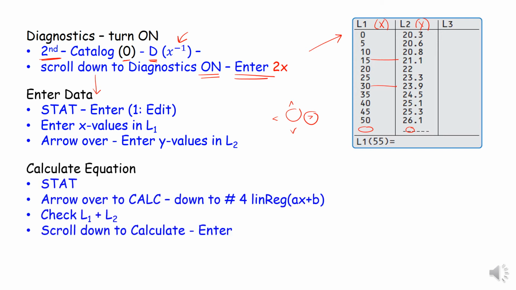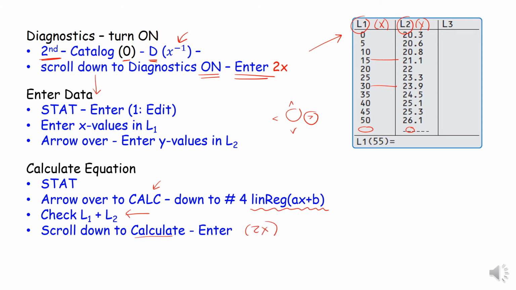That's calculating the equation. So you're going to go back and hit stat again. You're going to arrow over to calculate. Then once you click on calculate, so press on calculate, and then you're going to scroll down to number 4, and it looks like this. Make sure you go to number 4. Then it's going to ask you to check that it's L1 and L2. Make sure that this was L1 and L2. You should have checked that at the beginning. Then you're going to scroll down there to calculate, and you're going to hit enter 2 times.